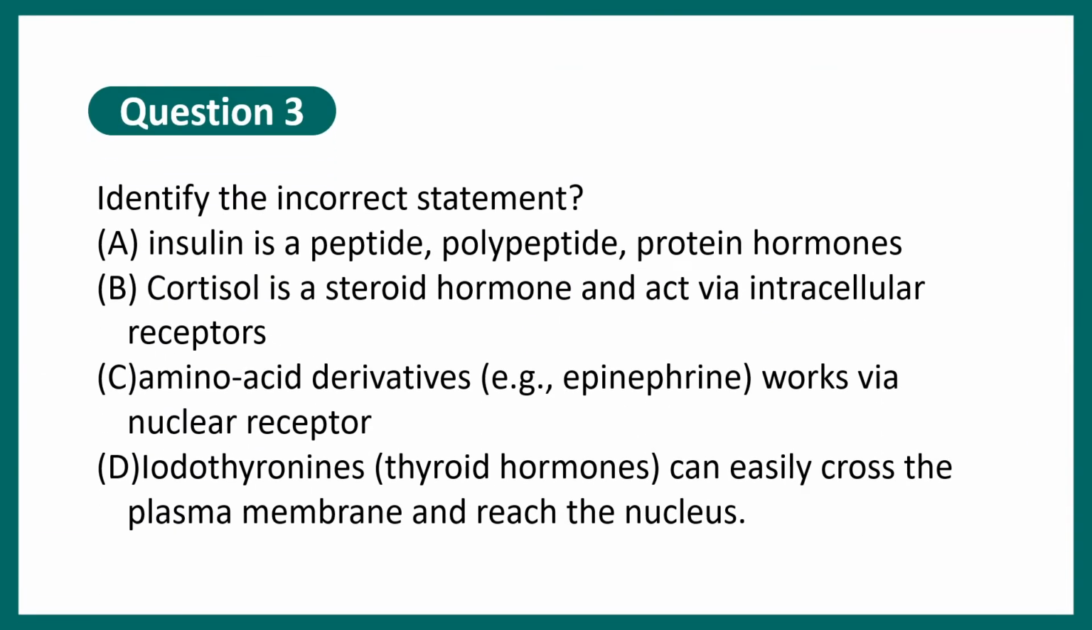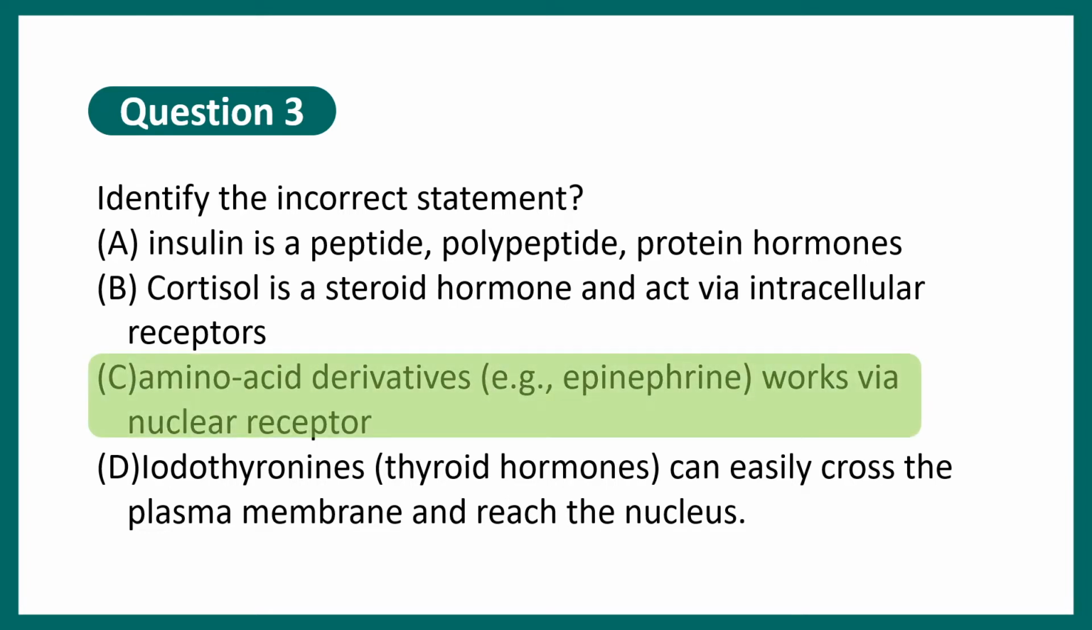Question 3, identify the incorrect statement. Insulin is a peptide, polypeptide hormone, cortisol is a steroid hormone and acts via intracellular receptor. Amino acid derivatives like epinephrine work via nuclear receptors. Iodothyronine can easily cross the plasma membrane and reach the nucleus. The incorrect statement here is the one about epinephrine.